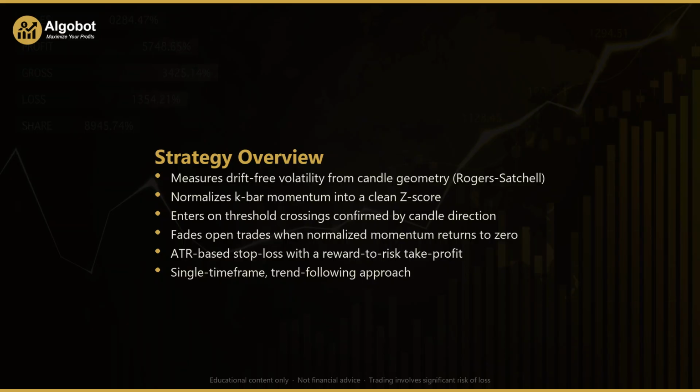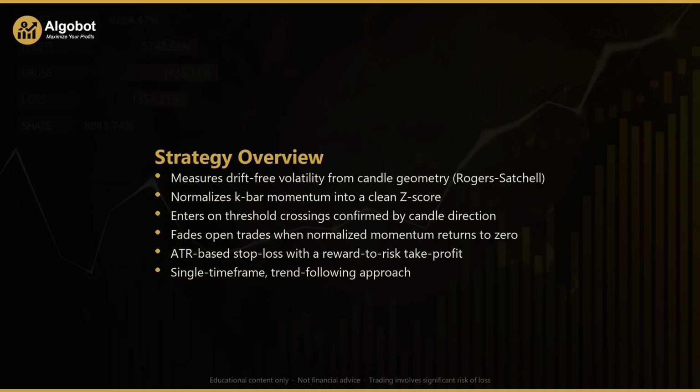The Rogers Satchell Trend Rider works around this using the Rogers Satchell Volatility Estimator. Instead of comparing one bar to the next, it looks purely at the internal geometry of each candle, where the high and low sit relative to the open and the close. By construction, this estimate is drift independent. A steady one-way move does not inflate it. What it captures is the genuine, moment-to-moment noise of the market, cleanly separated from direction.